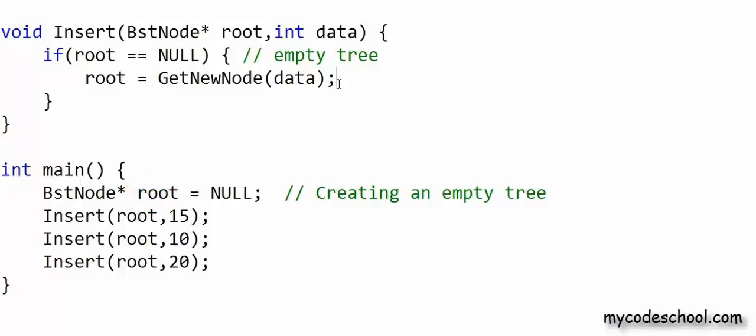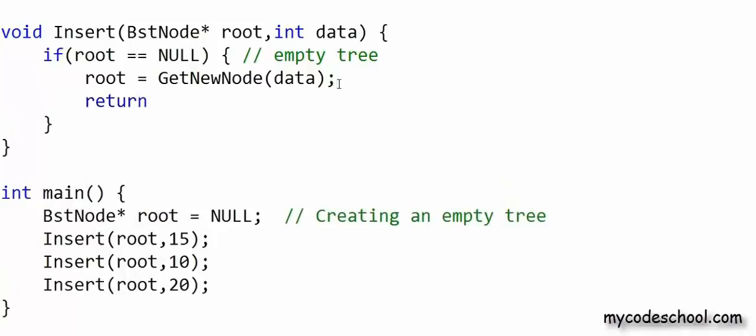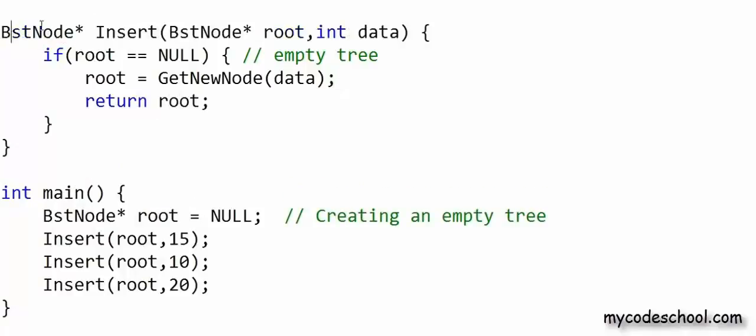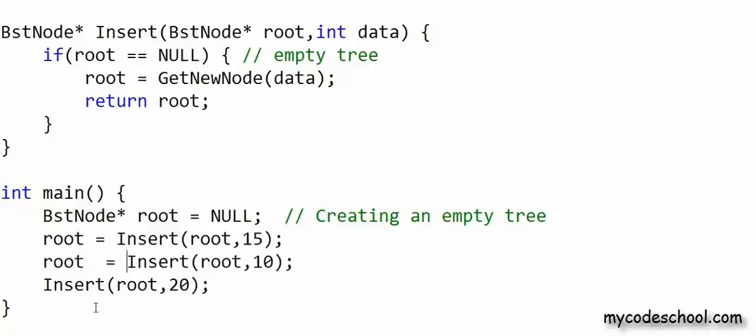We can either return the address of the new root. So the return type of the insert function will be pointer to BST node and not void. And here in the main function, we will have to write a statement like root = insert and the arguments. So we will have to collect the return and update our root in the main function.